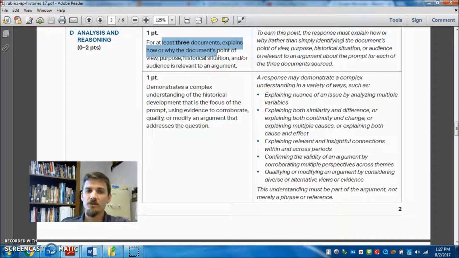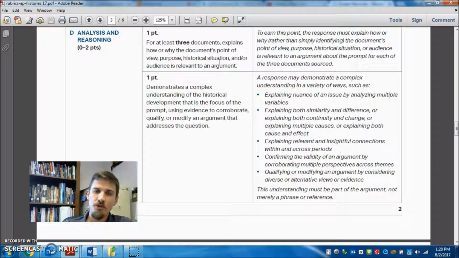And then the next point just demonstrates a complex understanding of the historical development that is the focus of the prompt, using evidence to corroborate, qualify, or modify an argument that addresses the question. Okay, and so this point is looking more at those who are a little bit more skilled in understanding historical argumentation, understanding that you can't really paint things with a broad brush, and so you have to look at some things that require qualification when you're dealing with that particular question. Okay, and so you can read some more extended conversation here to the right. Okay, and you can read exactly how it is that you get that point.